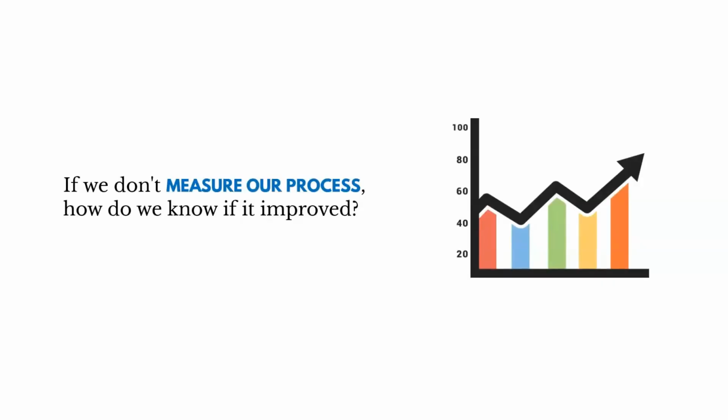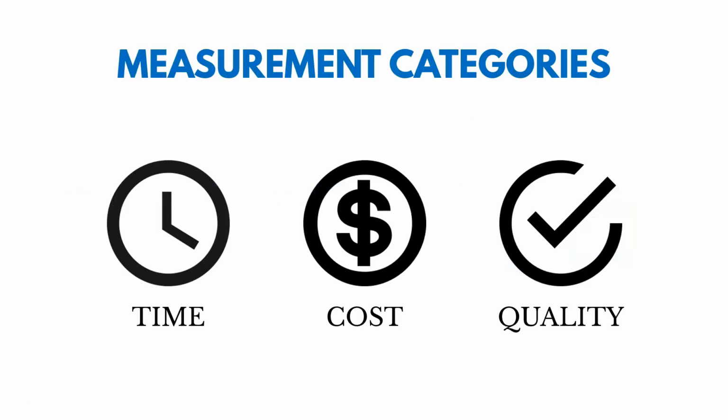Now what's important to remember here first though is if we don't measure our process, how do we know if it's improved? What's going to be important at the start of a Lean Six Sigma project is we kind of measure where we are today. So we understand what our goal is and how far we have to go to get there. Now there's three measurement categories we're going to talk about: time, cost, and quality.